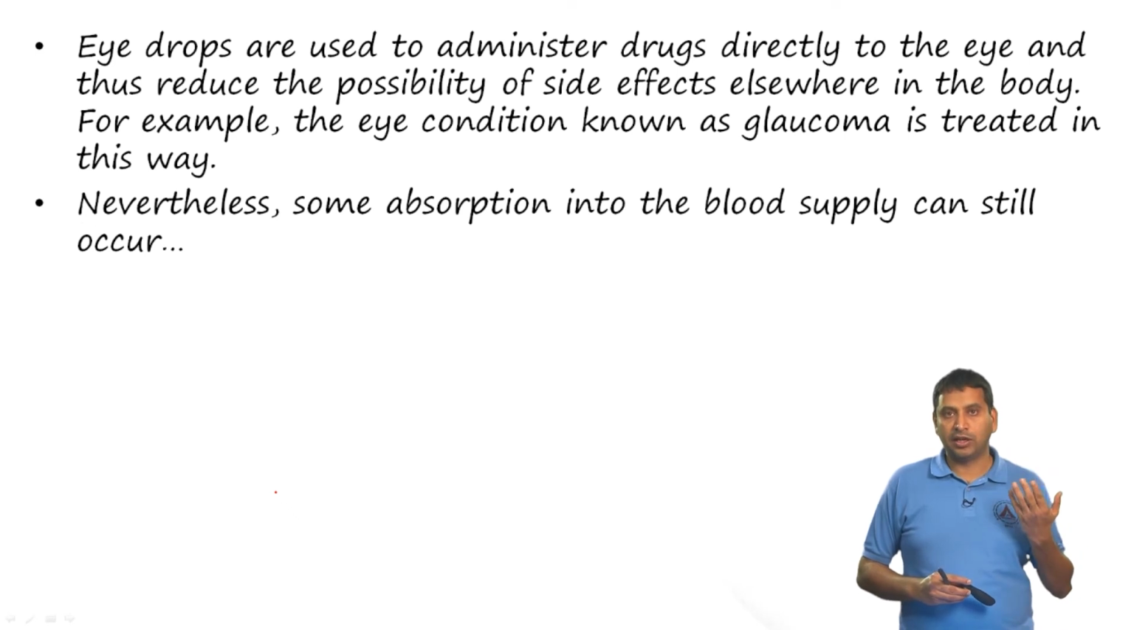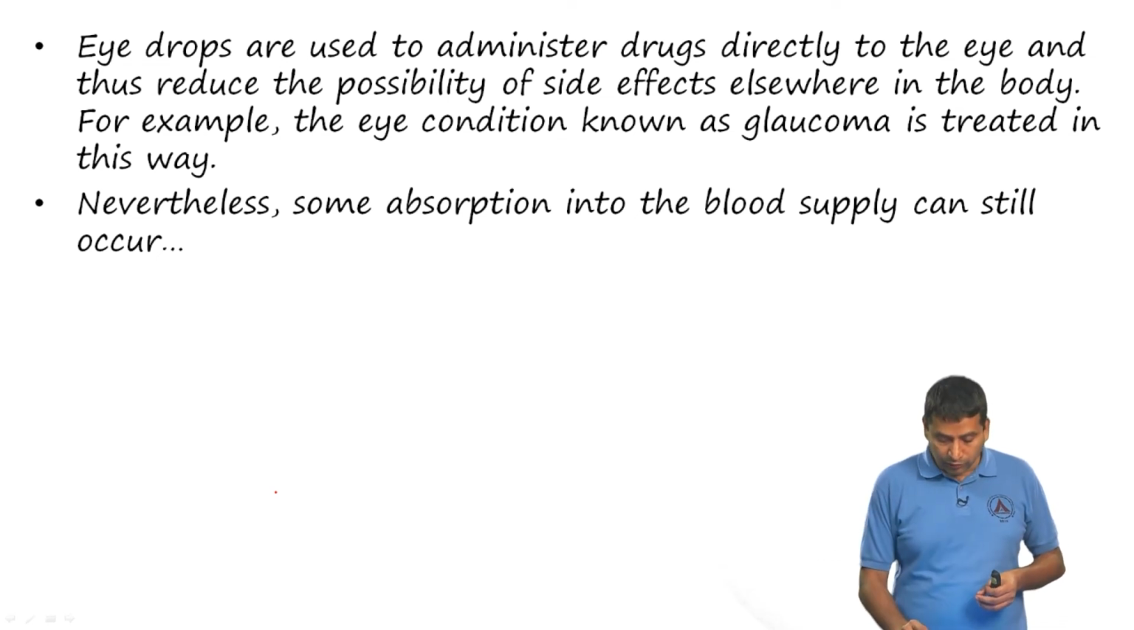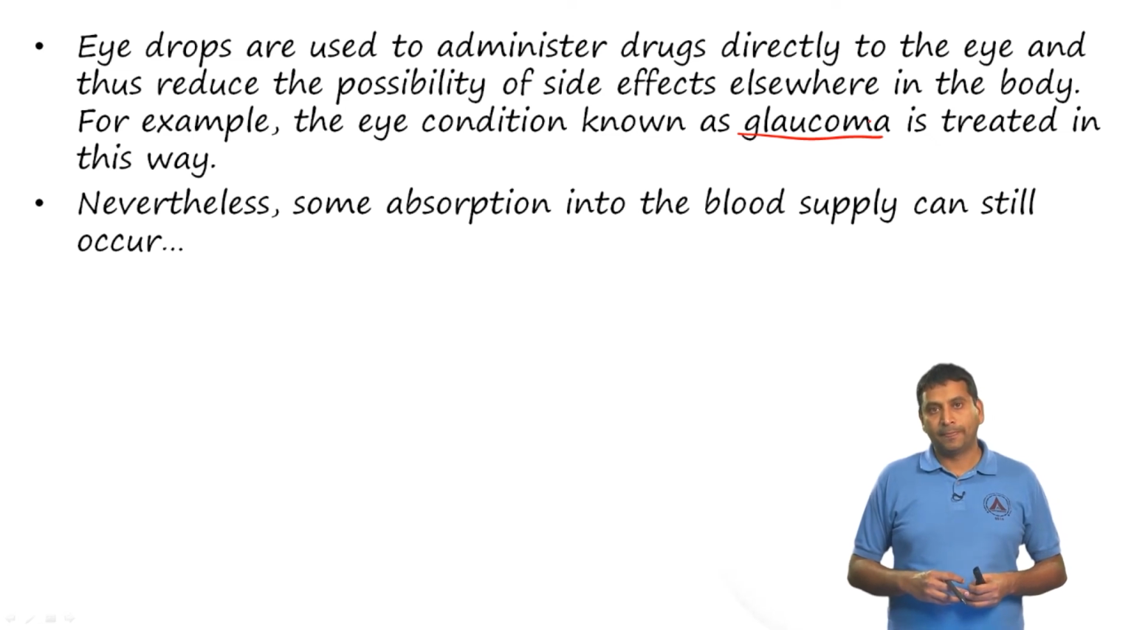Of course, there are a number of eye related diseases for which eye drops are prepared, and so the eye drops are used to administer drugs directly into the eye, and this will reduce the possibility of side effects in the other parts of the body. So, for example, the disease called glaucoma is treated this way, right. Of course, some part of the eye drops will end up in the blood supply, and that is something that one needs to consider while dosing with eye drops.